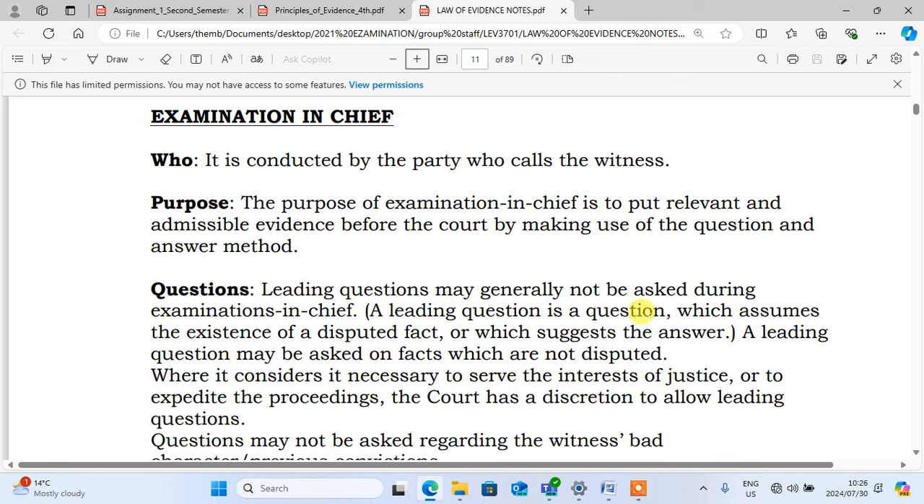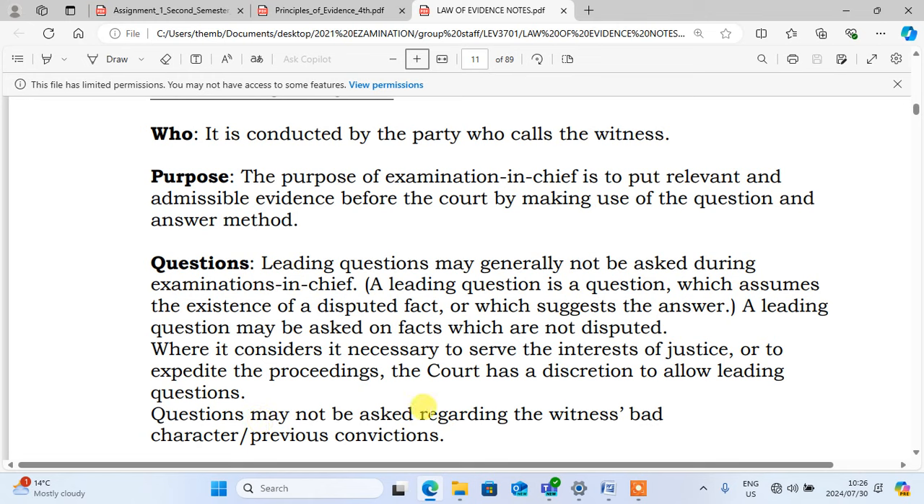A leading question is a question which assumes the existence of a disputed fact or which suggests the answer. A leading question may be asked on facts which are not disputed, where it is considered necessary to save the interest of justice or to expedite the proceedings. The court has a discretion to allow leading questions. Questions may not be asked regarding the witness' bad character or previous conviction.